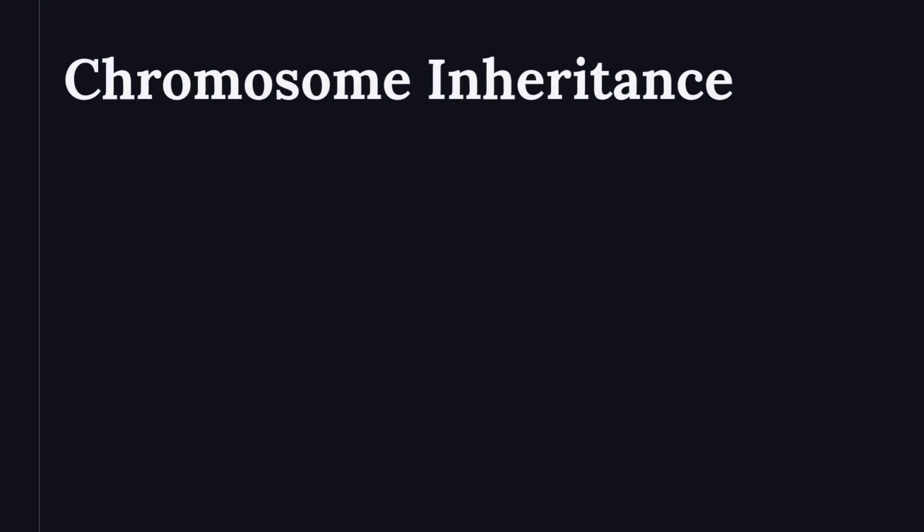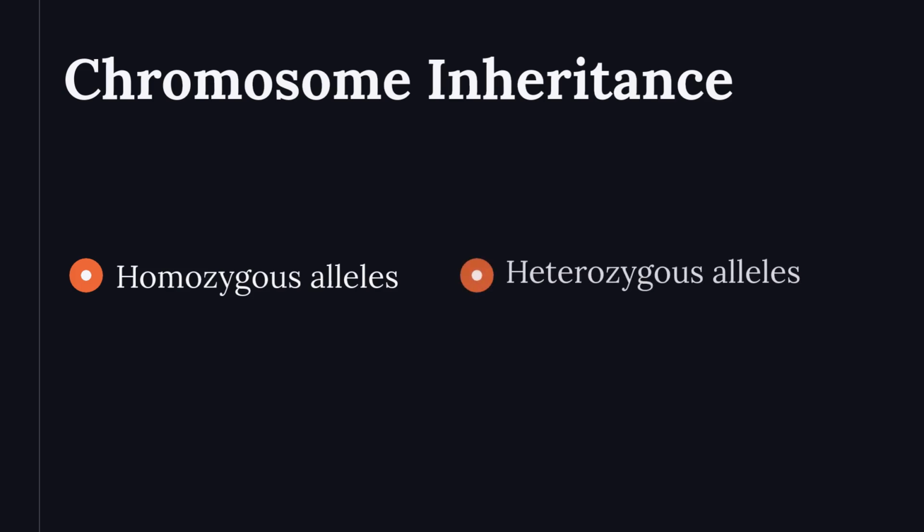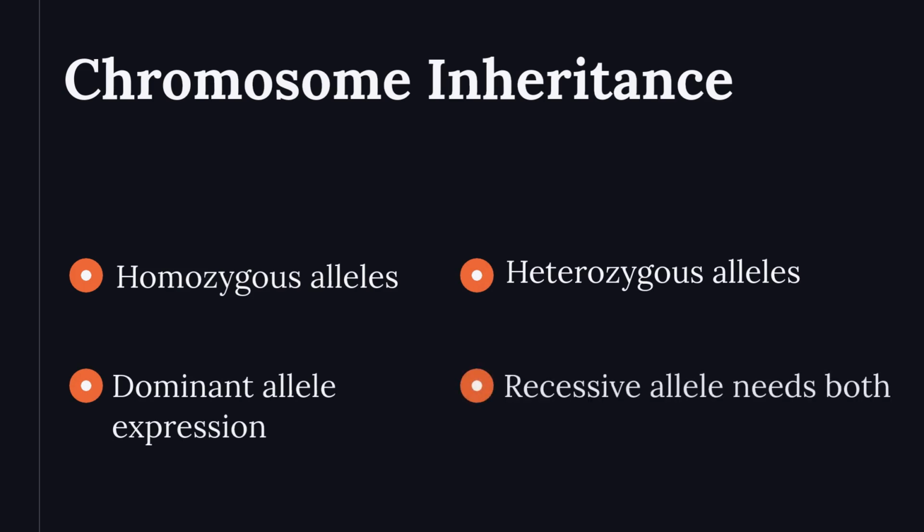Humans have chromosome pairs from each parent. Identical alleles mean homozygous individuals. Different alleles mean heterozygous individuals. Dominant alleles express with one copy. Recessive alleles need both copies for expression.